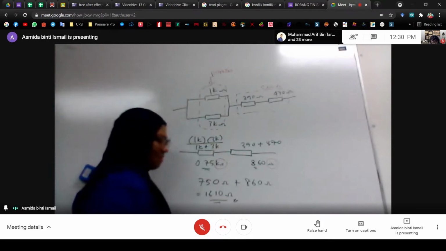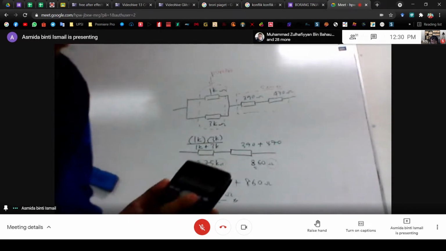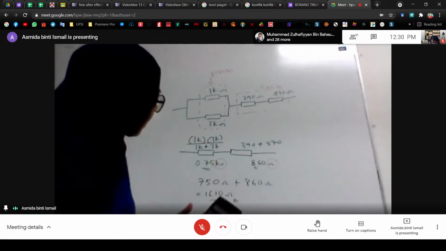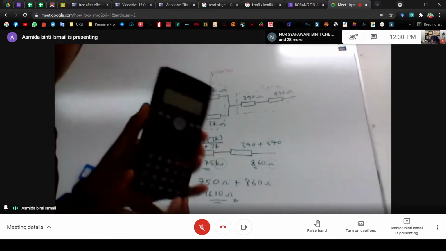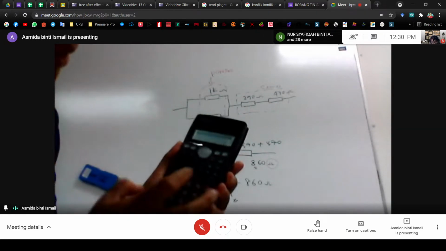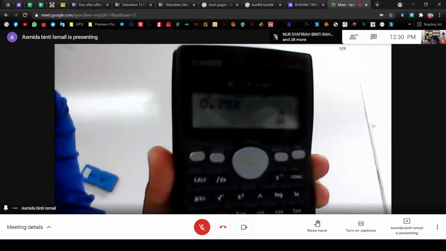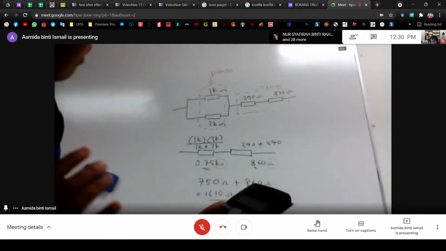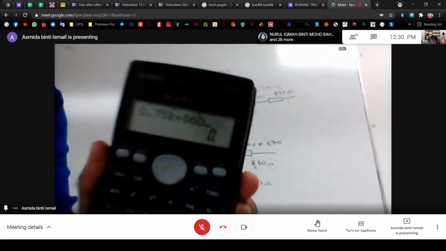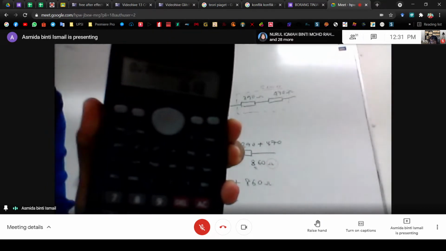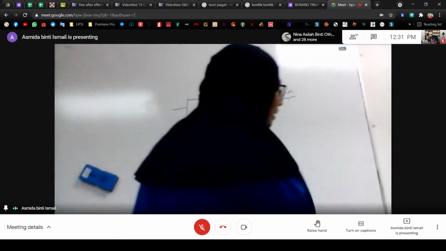How to convert? Or you can just use your calculator. 0.75 kilo. Tekan kilo. Macam tu. Nampak kan? Plus 860. Okay? And the answer is 1612. Awak ada calculator, tekan je lah calculator.